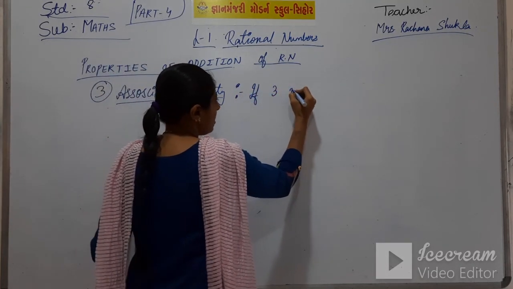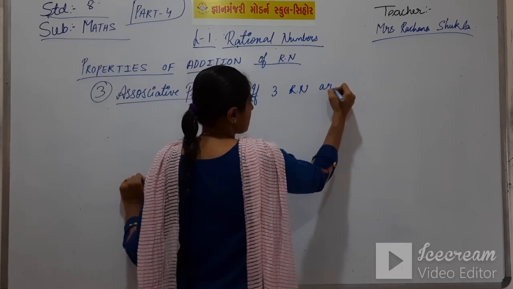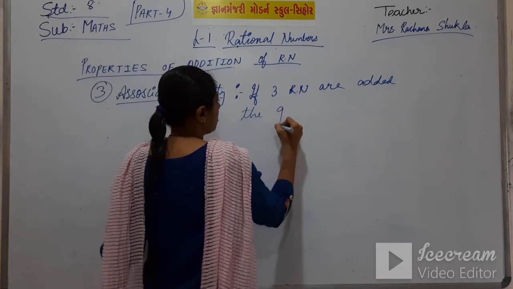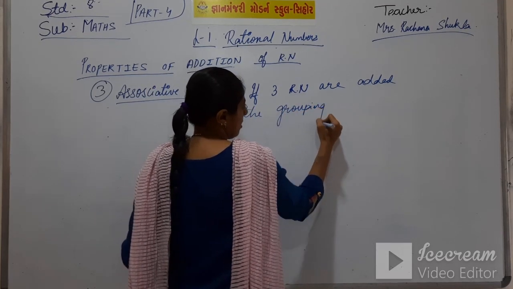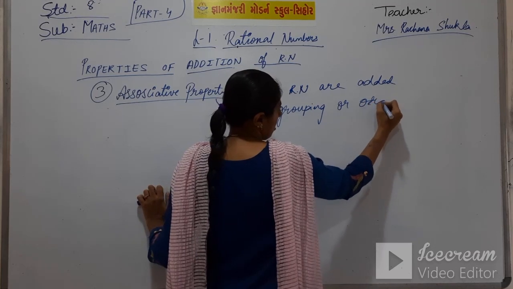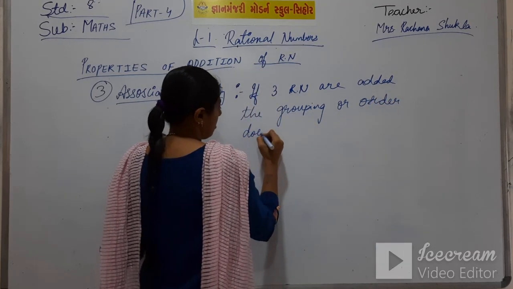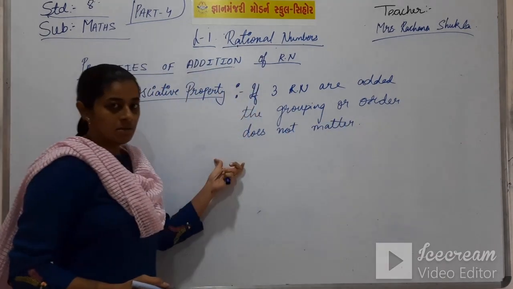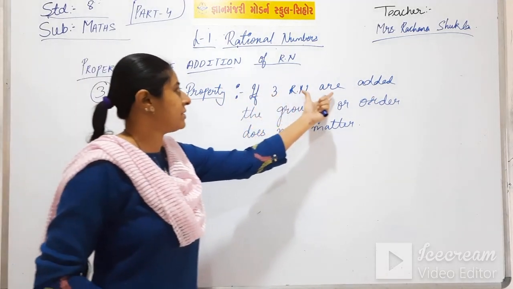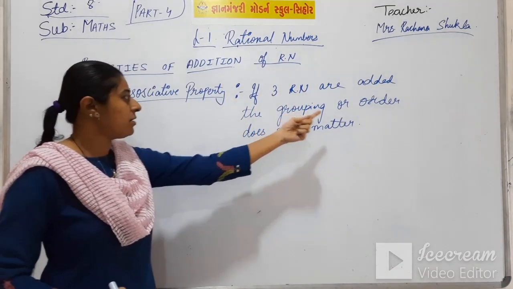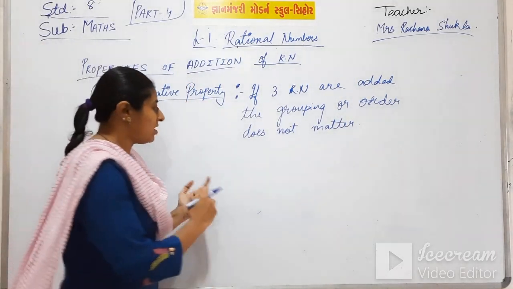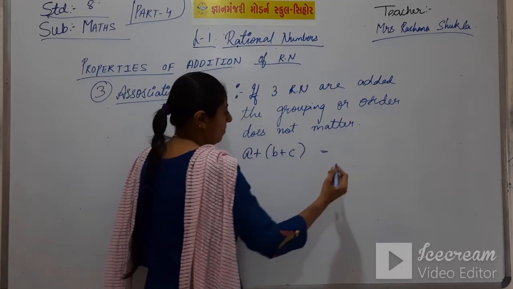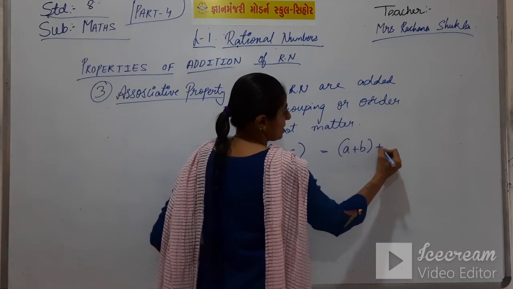If three rational numbers are added, the grouping or order does not matter. See, look here. If three rational numbers are added, the grouping or order does not matter. It means a plus (b plus c) is the same as (a plus b) plus c.